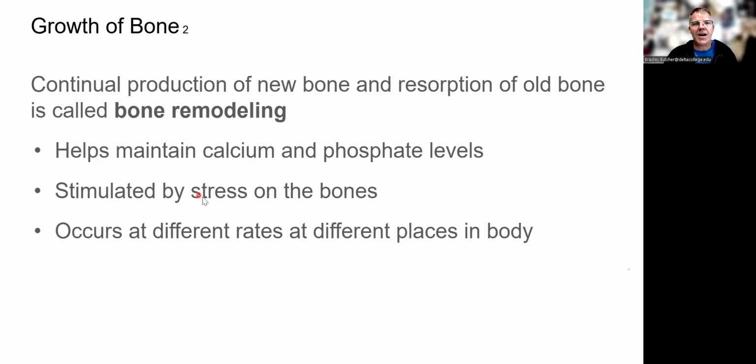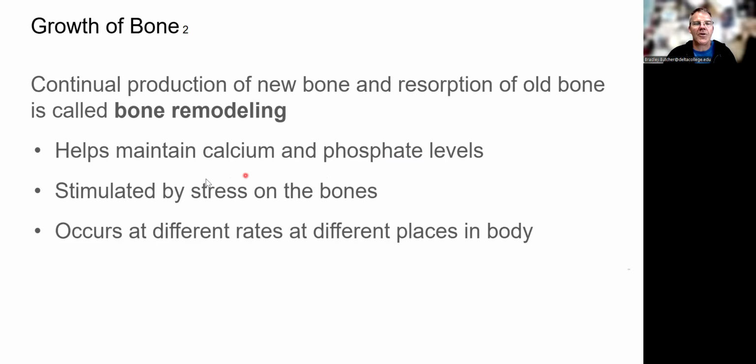And as we age, this process begins to slow down. And so we really want to stress our bones in a healthy way. That's why strength training, lifting heavy stuff in a safe way, puts a little stress on the bones and causes this calcium and phosphate to be absorbed into the bone to create stronger bones.